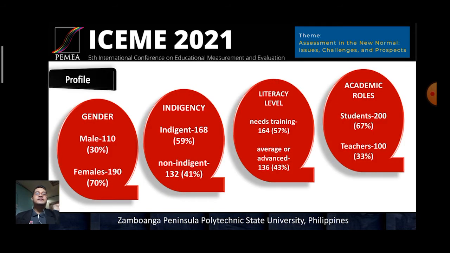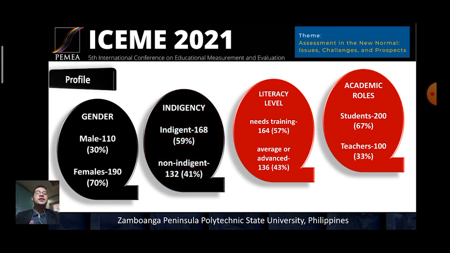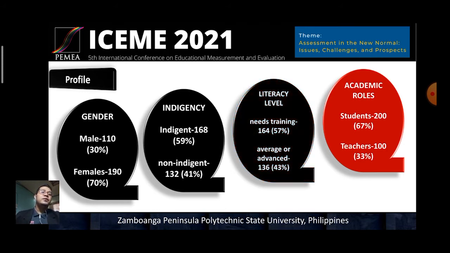For our profile, we have gender, with male at 30% and female at 70%. We have indigency status, with indigent at 59% and non-indigent at 41%. We have the computer literacy level, with those who need training at 57%, and those who are currently at average or advanced level at 43%. On academic roles, we have students at 67% and teachers at 33%.